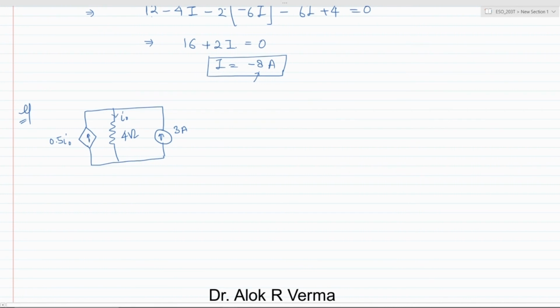It means that the source is depending upon another current, and the other current is I0. So 0.5 times I0 is the value of this current source. So this is basically a current dependent current source, or current controlled current source. This is 4 ohm and the voltage polarity is V0. So we have to find the value of V0 and I0. This is the question.